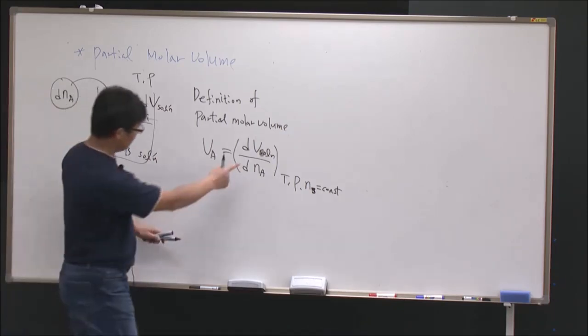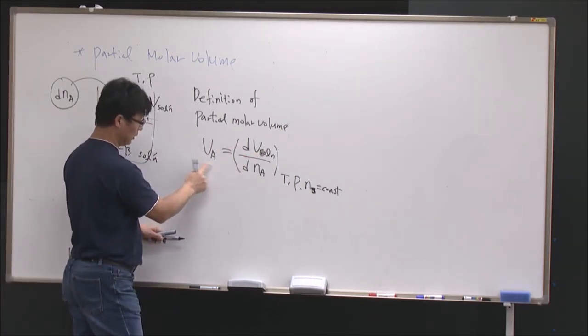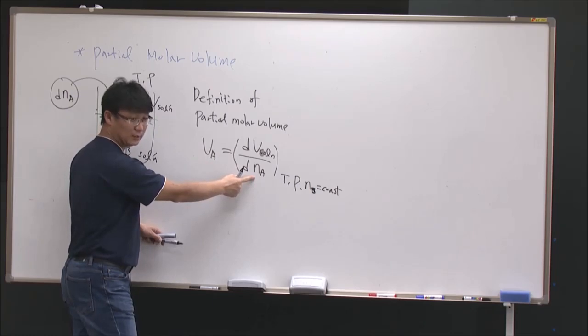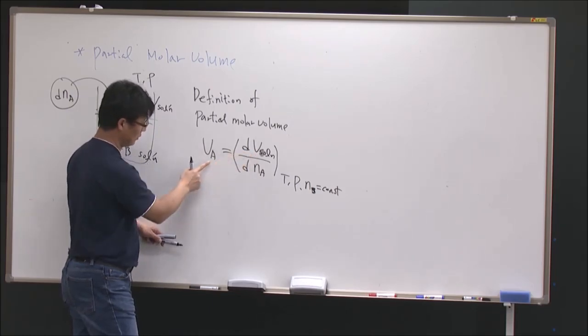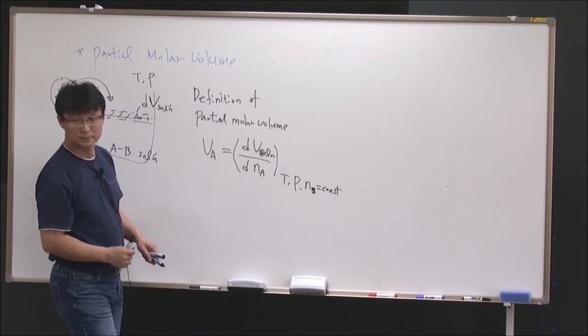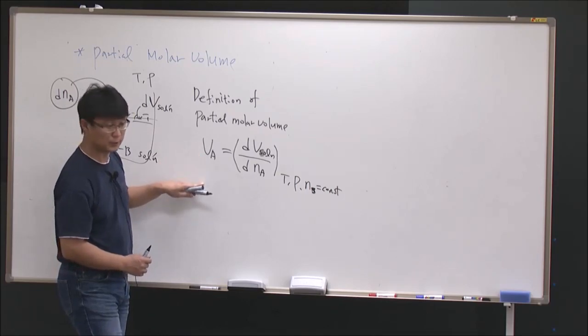Then, basically, the molar volume is this, because this is constant at the given composition and given temperature, this times dNA. So dV equals VA dNA. Okay? So we can write the same thing for dNB.